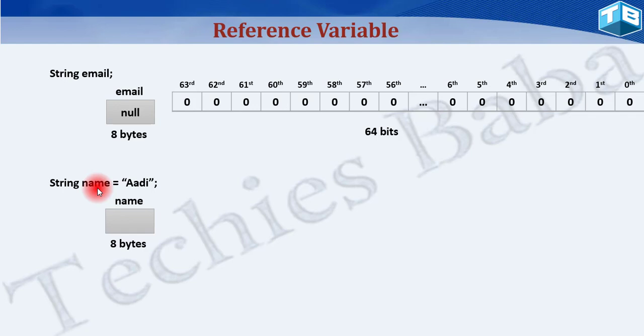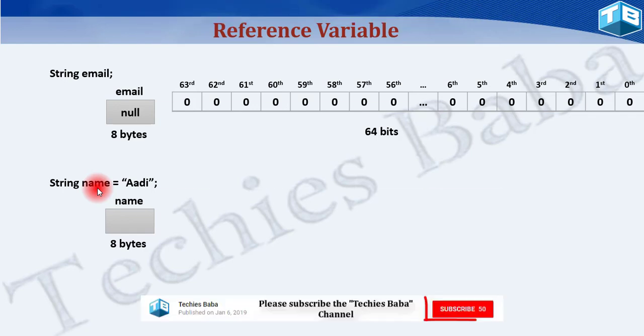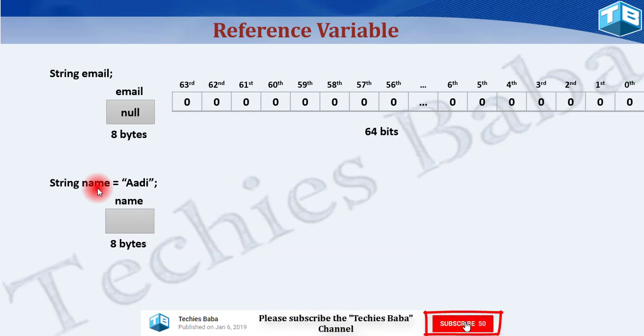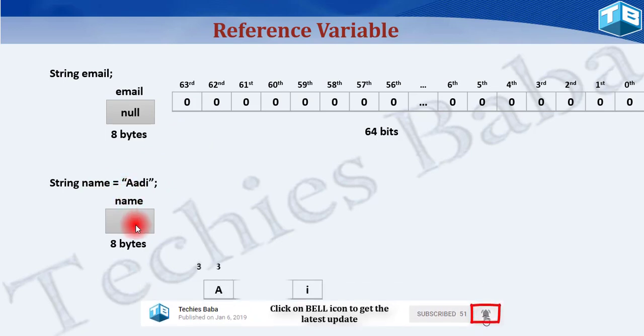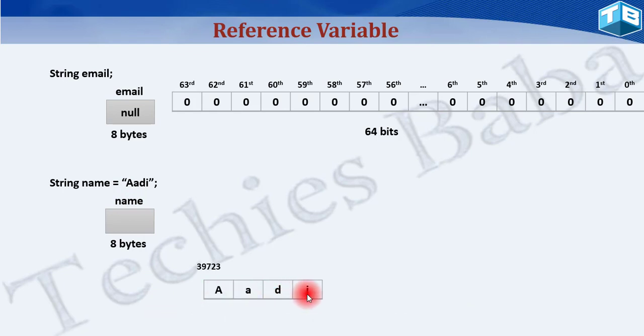It holds the reference of the object. It holds the address of the object. So in this case, the value we are giving is called Adi. Now Adi will not be stored directly inside the name. Somewhere else, the Adi object will be stored. The data will be stored.